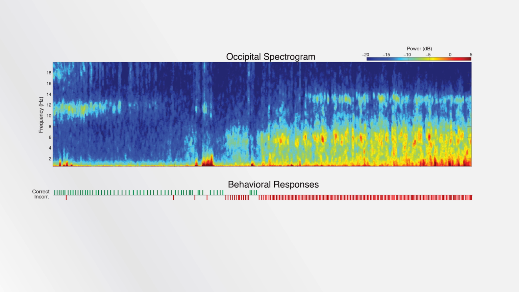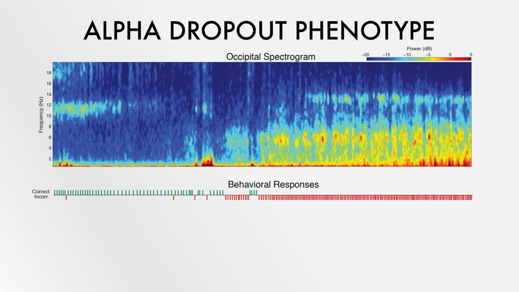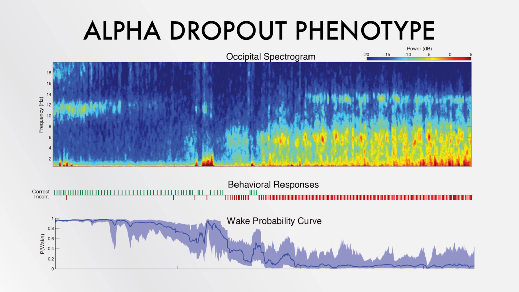This suggests that there is a distinct natural variation in the way the subjects fall asleep, and we'll call that the alpha dropout phenotype. The wake probability curve integrates data from both the behavioral and the EEG observations, and as such does not simply say the subject is asleep when the alpha stops, but rather decreases the wake probability and increases the uncertainty. This uncertainty is displayed by the increase in the size of the shaded area around the curve, which represents the 95% confidence interval on the estimate.